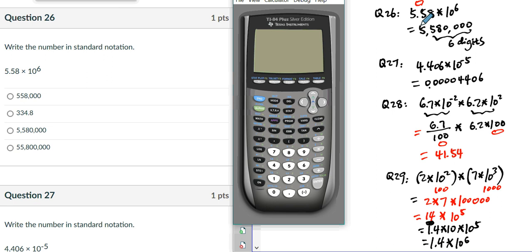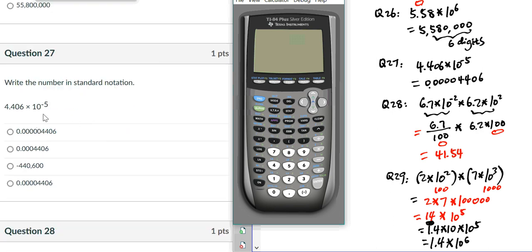So then you know 5.58 times 10 to the 6th power, you simply shift this decimal point 6 times to the right. It was here, so you go 1, 2, 3, 4, 5, 6. 6 digits. That's it. Very easy.